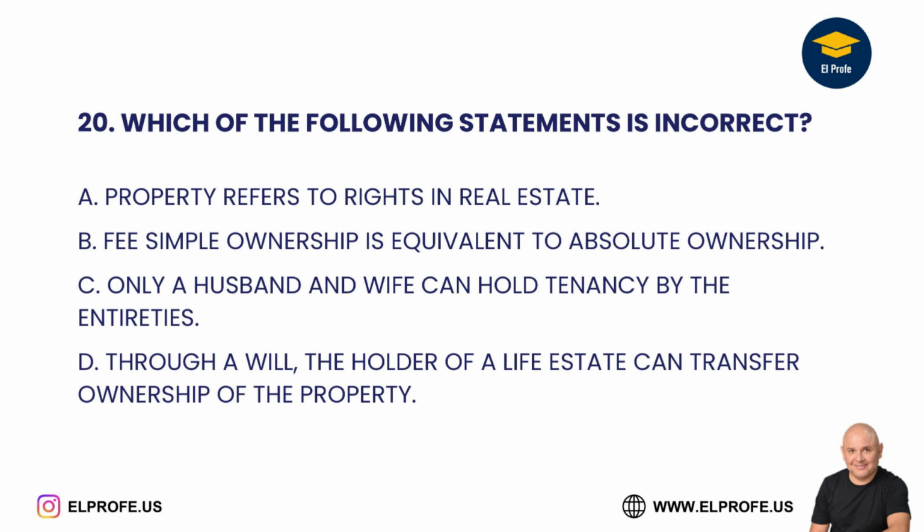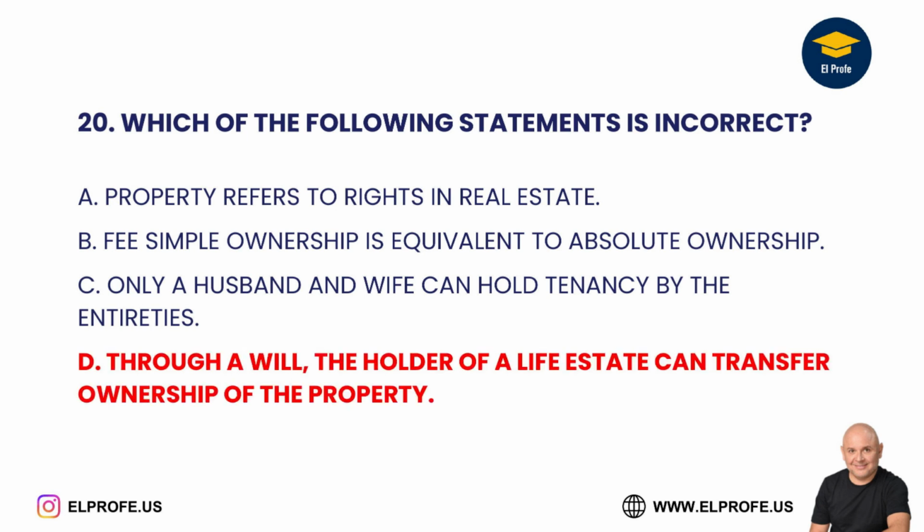A. Property refers to rights in real estate. That's correct. B. Fee estate is equivalent to fee simple absolute. Also correct. C. Only a husband and wife can hold a tenancy by the entireties. Correct as well. That means D must be the incorrect one. Let's check it. D. Through a will, the owner of a life estate can transfer the property.